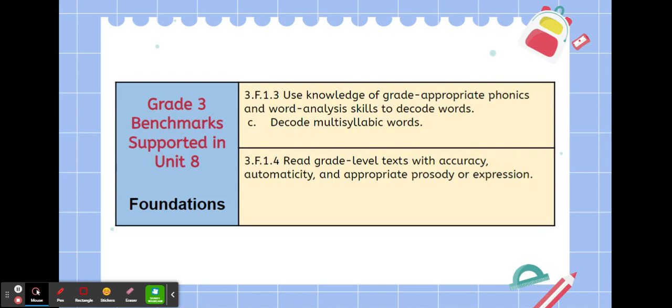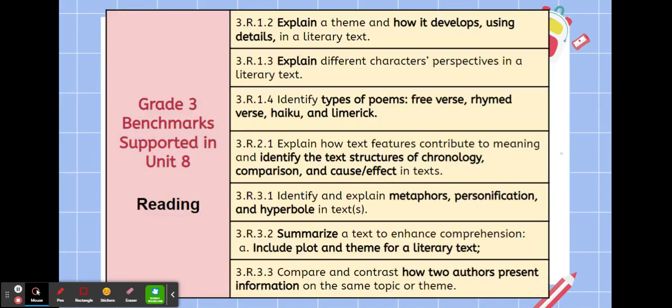Please take a moment to read the foundations benchmarks that are supported in this unit. On this slide, we have the reading strand. As a reminder, the bold print signifies the new work to this grade level. Please take a moment to read the reading benchmarks that are supported in this unit.